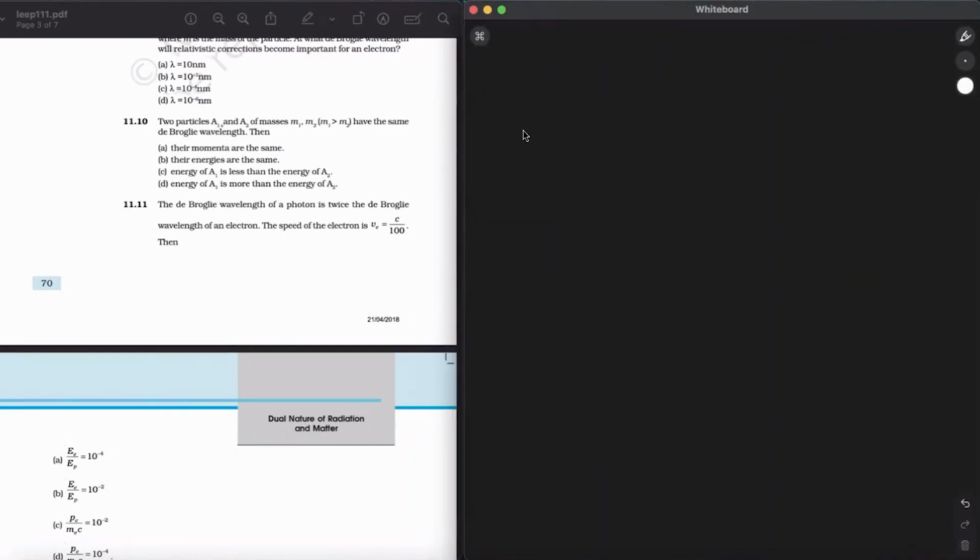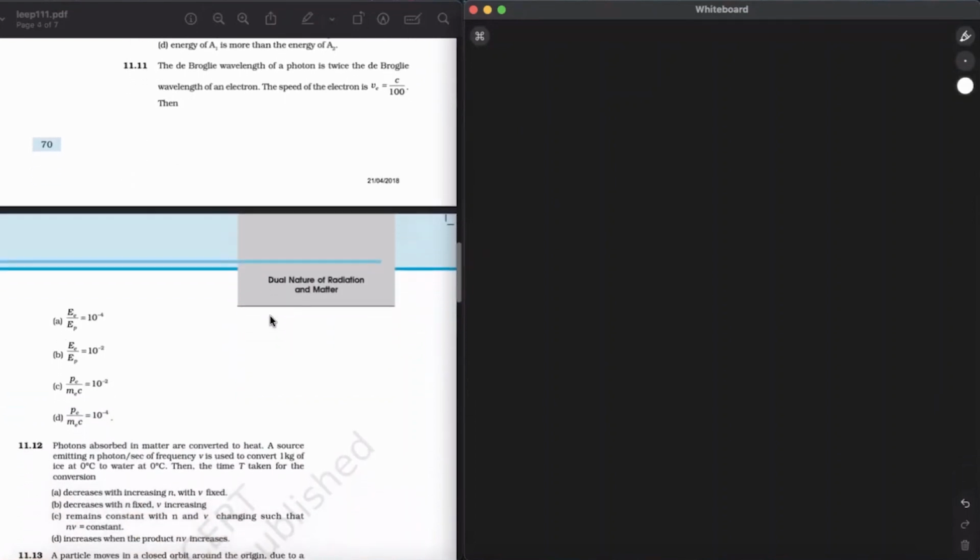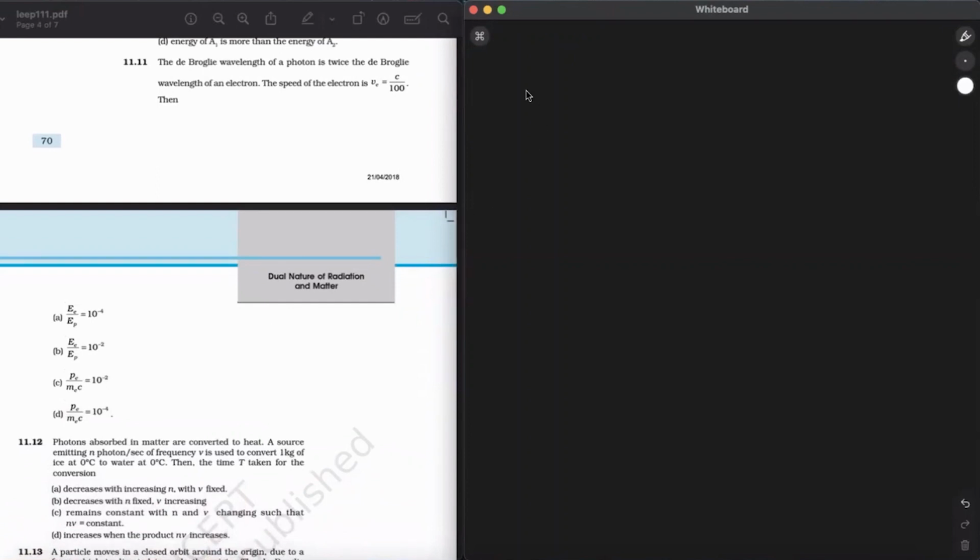Now, the next question is question number 11. The de Broglie wavelength of a photon is twice the de Broglie wavelength of an electron. The speed of an electron is C upon 100. Then you have to compare the energy of the photon and the electron.